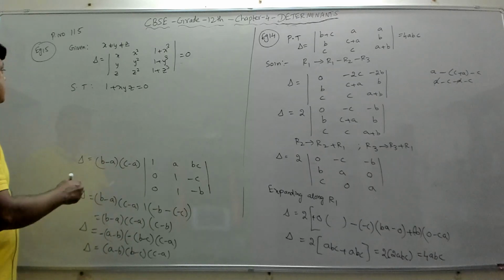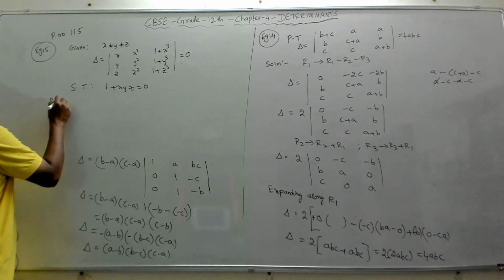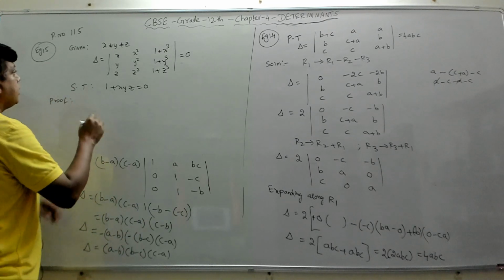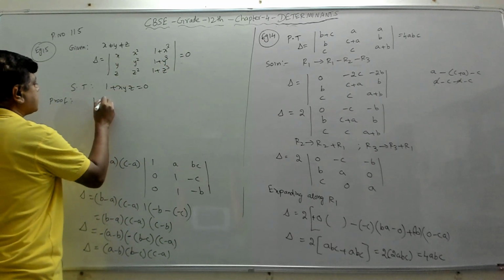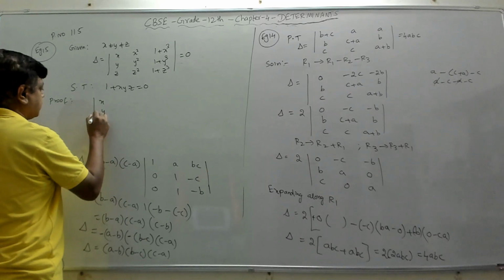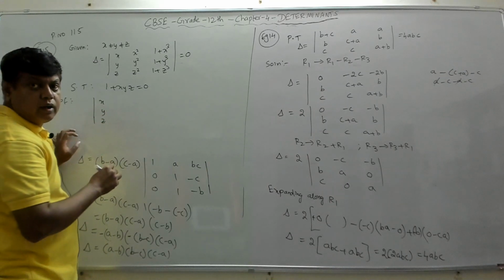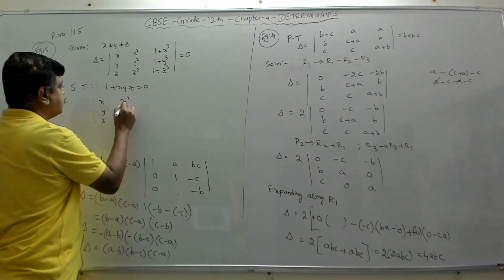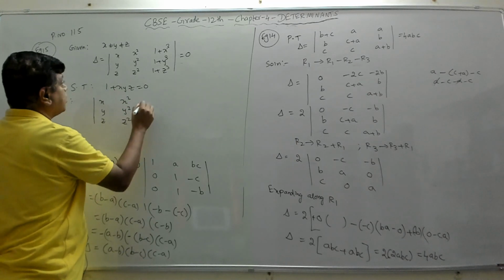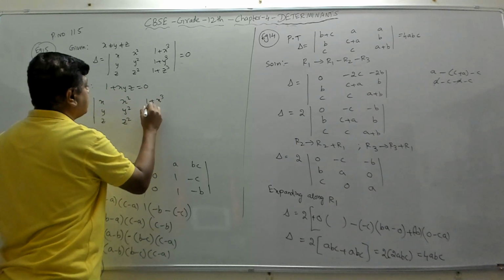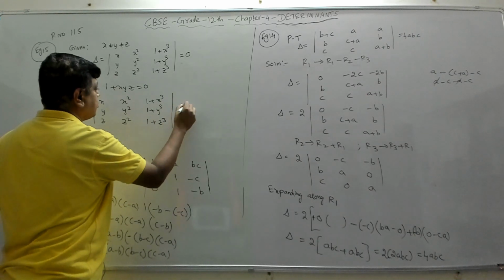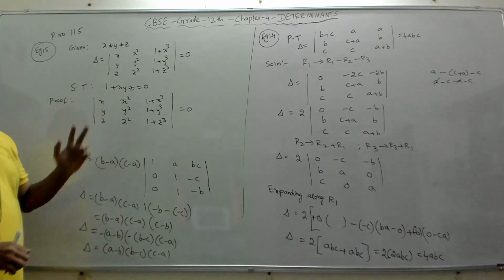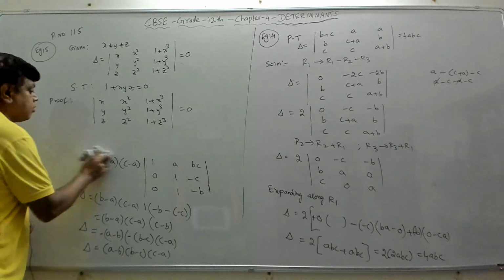So the solution or proof is, we will take this equal to 0, that is given. So we'll write that. x, y, z, x square, y square, z square, then 1 plus x cube, 1 plus y cube, 1 plus z cube equal to 0. That is given. We have to prove 1 plus xyz equal to 0.